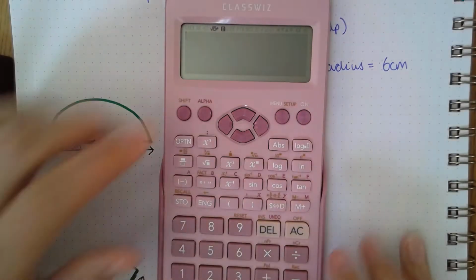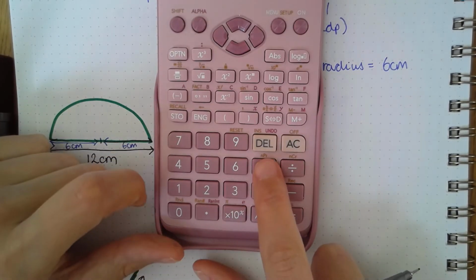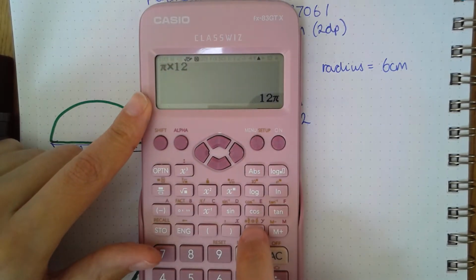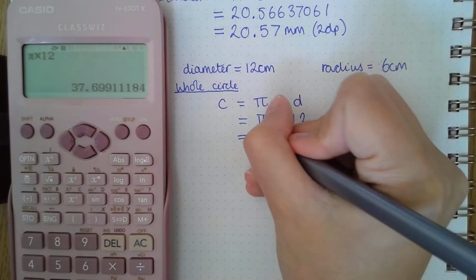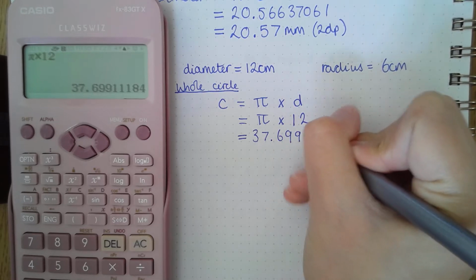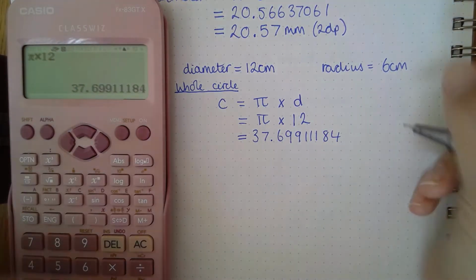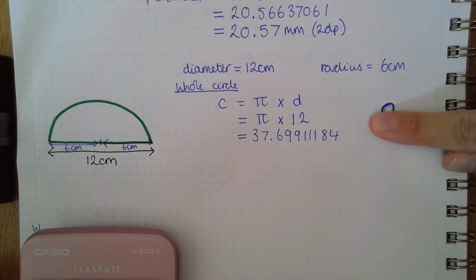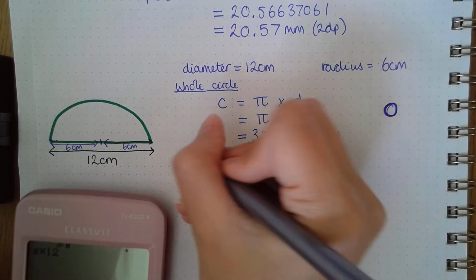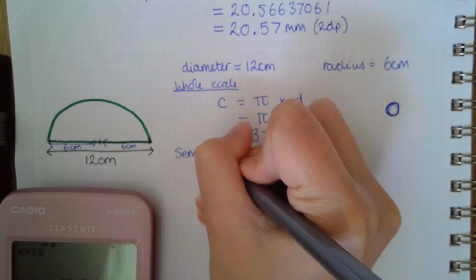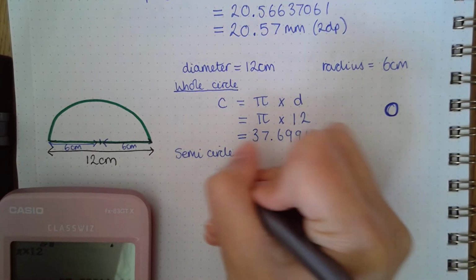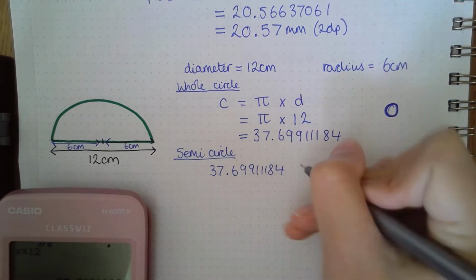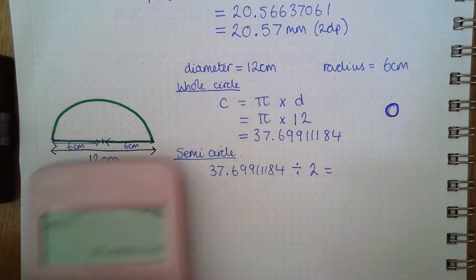I've got to type that in. So shift pi times 12 equals, get 12 pi, so we press S arrow D. So we got 37.6991184. So that's the whole circle. Again, we only want half. So we've got to divide it by 2 because I've got a semicircle.